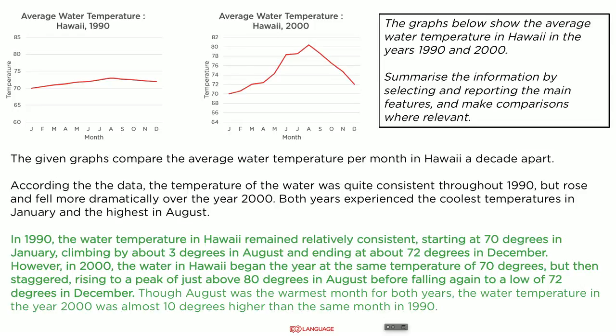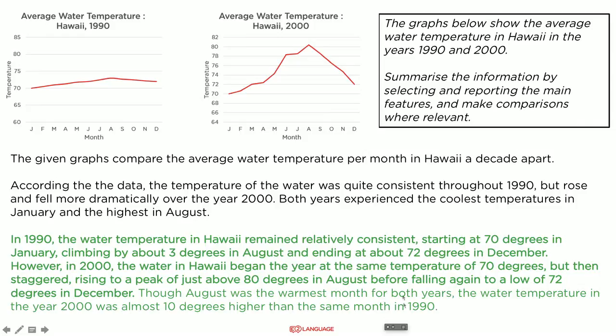However, in 2000, the water in Hawaii began the year at the same temperature of 70 degrees, but then staggered, rising to a peak of just above 80 degrees in August before falling again to a low of 72 degrees in September. Though August was the warmest month for both years, the water temperature in the year 2000 was almost 10 degrees higher than the same month in 1990.